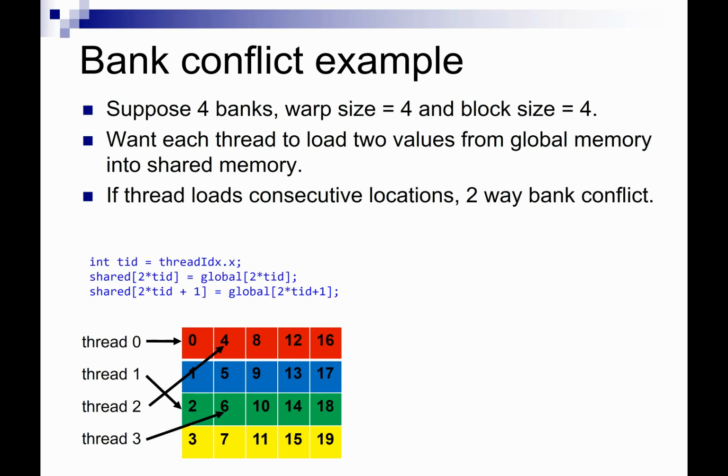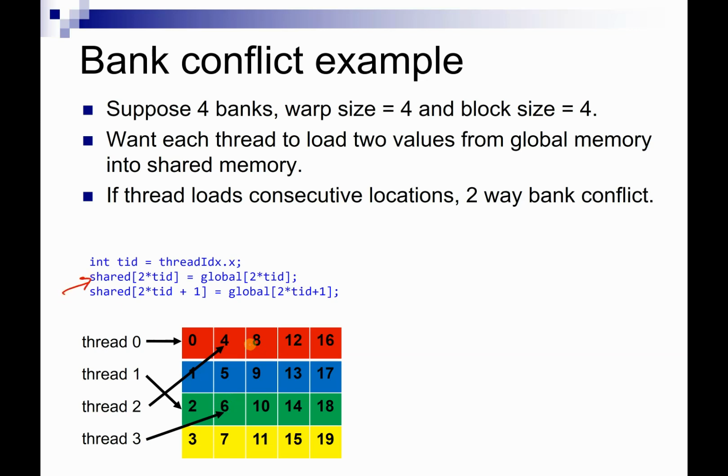One way you can do this is, here I've labeled the memory locations, 0, 1, 2, 3, up to 19. Thread 0 is going to load memory locations 0, 1. Thread 1 is going to do 2, 3. Thread 2 is going to do 4, 5, and so on. So 2 each. Initially thread 0 is going to read location 0, thread 1 is going to read 2, thread 2 is responsible for 4 and 5 so it's going to read 4 initially, and thread 3 is going to read 6. So here's the code.